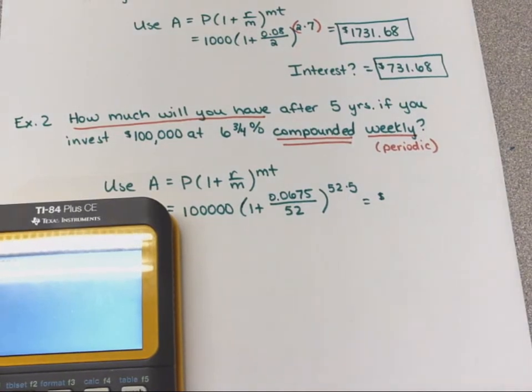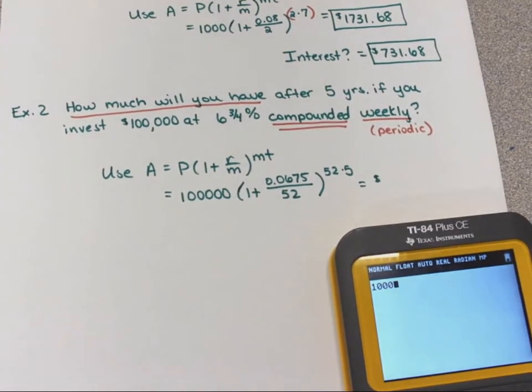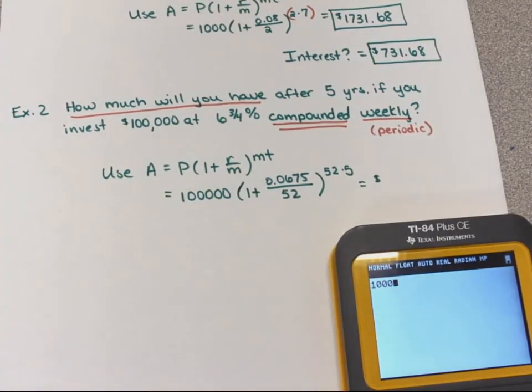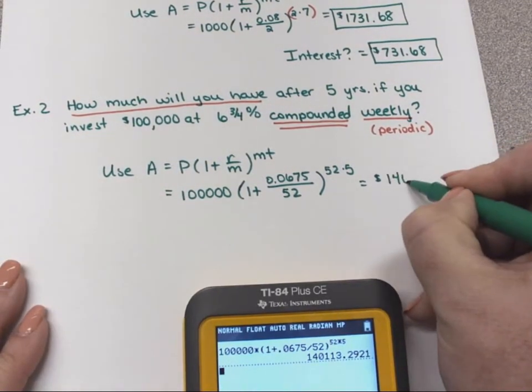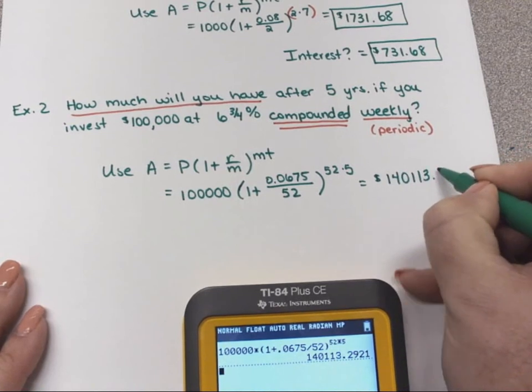So it would be 100,000 times parentheses 1 plus 0.0675 divided by 52, and then raised to the power of 52 times 5. Okay, make sure you put parentheses around that exponent if you have an older calculator. But notice you get 140,113.29.